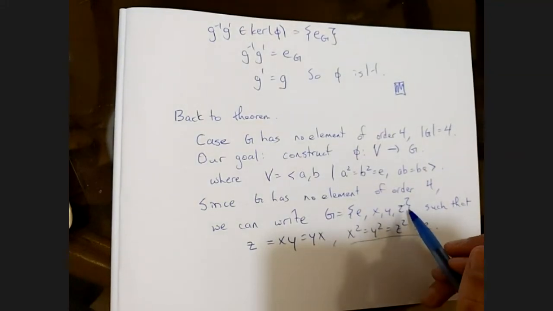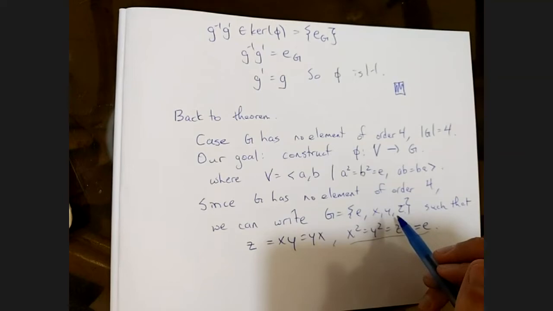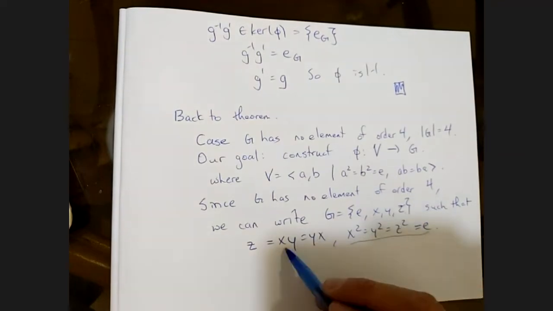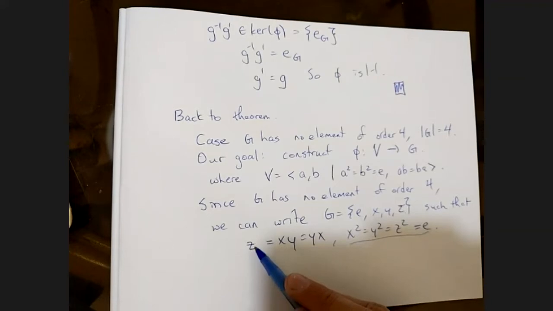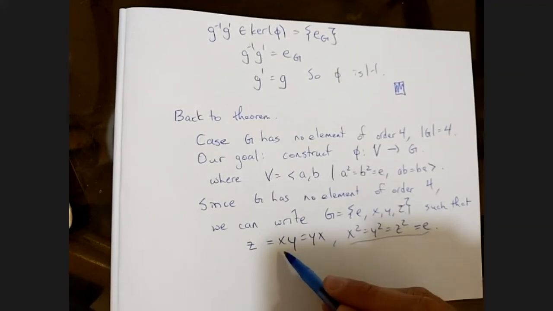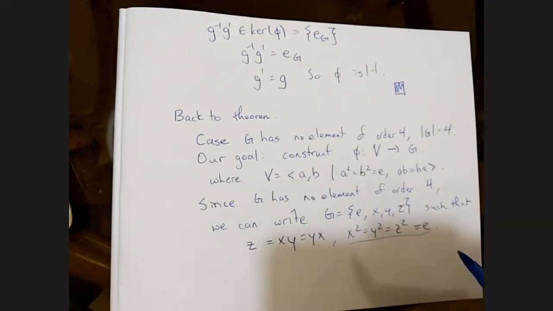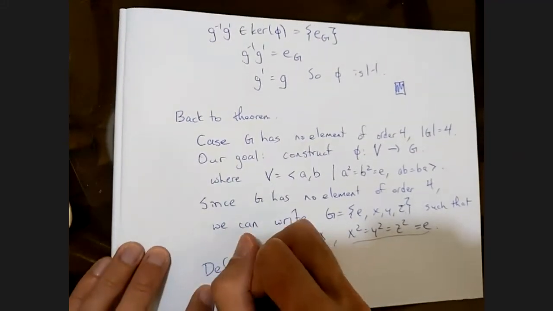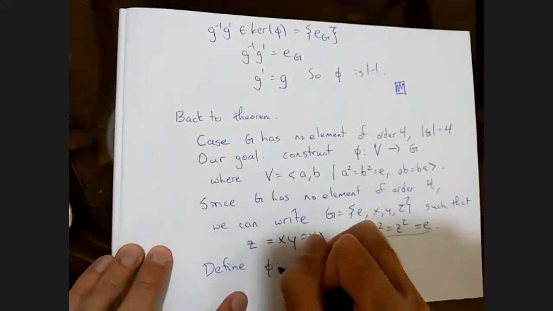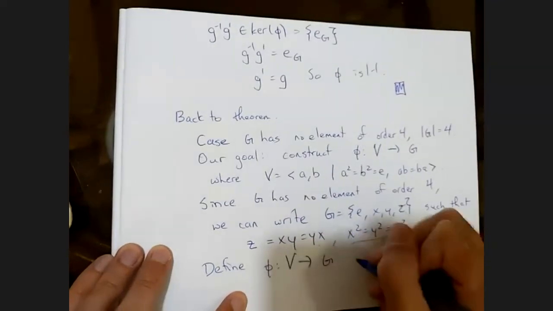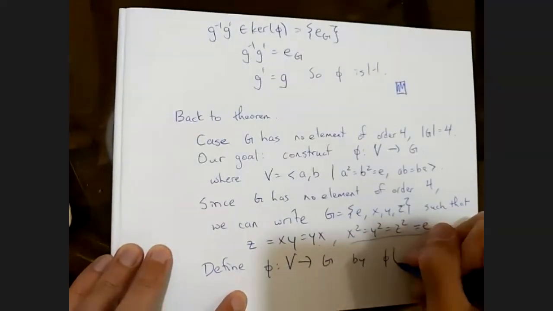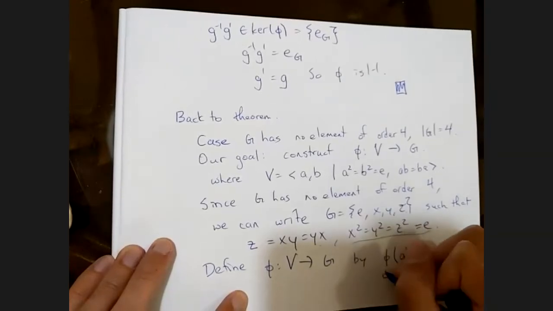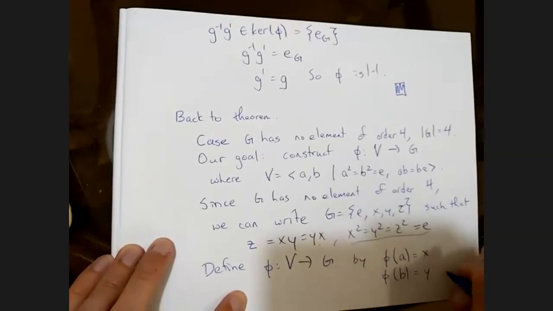So we get this, and then the cancellation law and stuff like that implies that xy has to be equal to z, and then because z squared is the identity, you get xy equals yx. Okay, so now we're going to define phi from V to G by phi of a equals x and phi of b equals y.